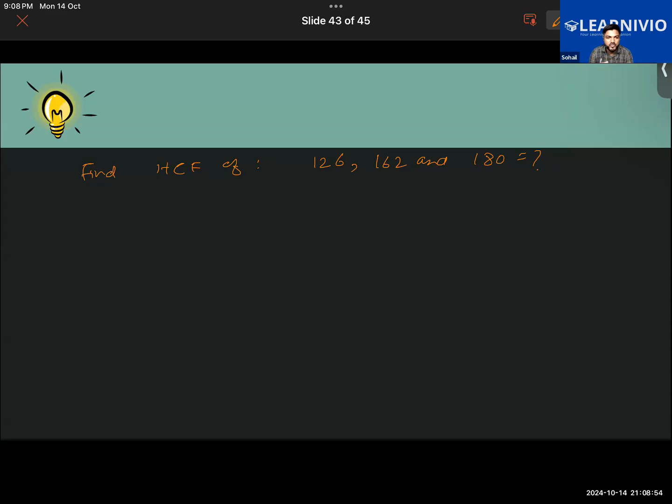You can group any two numbers. You can find the HCF of 126 and 162 first, and then take 162 and 180, or you can take 126 and 180. Any two of them can be taken together to find the HCF. Then later you can find the HCF of the other set.